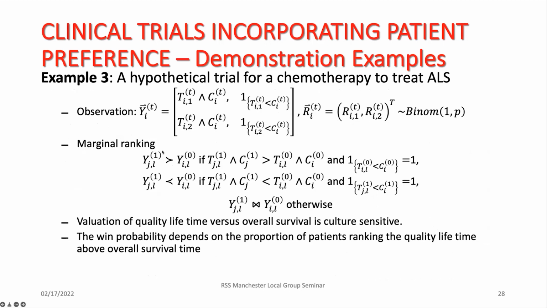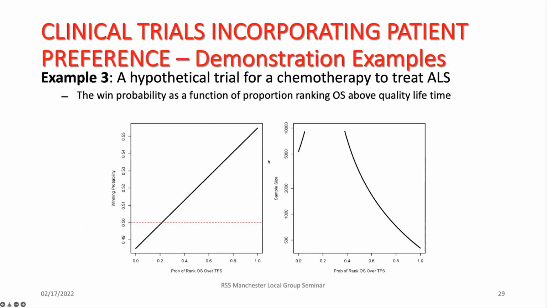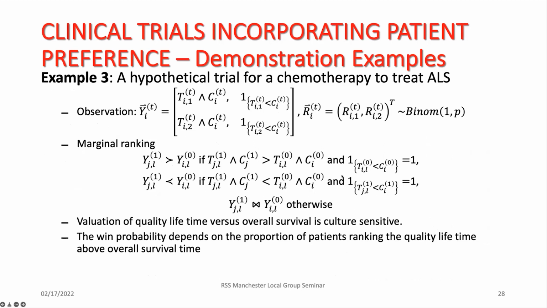And so for the marginal ranking, we use Gehan's ranking. Basically, if we have a definitive result, if the treatment follow-up time is longer than the control time, and the control patient died, then you get 1. Otherwise, the same way.